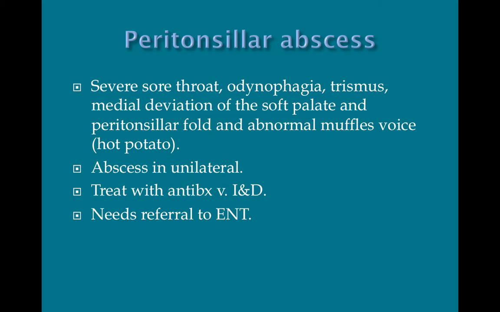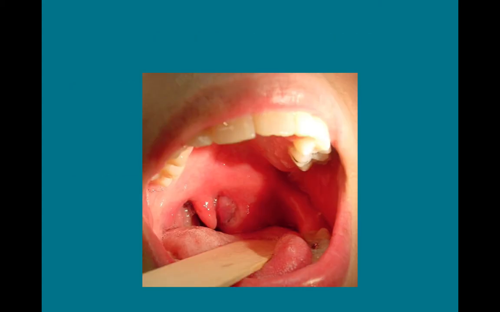Peritonsillar abscess is a condition that we've talked about in the other lecture for pharyngitis, but I want to go over it again. Here, like we had talked about, trismus and medial deviation of the soft palate. They have that muffled voice or that hot potato voice. The abscess is always unilateral, and you're going to treat it with an antibiotic versus an NSAID, and they typically need referral to an ear, nose, and throat.